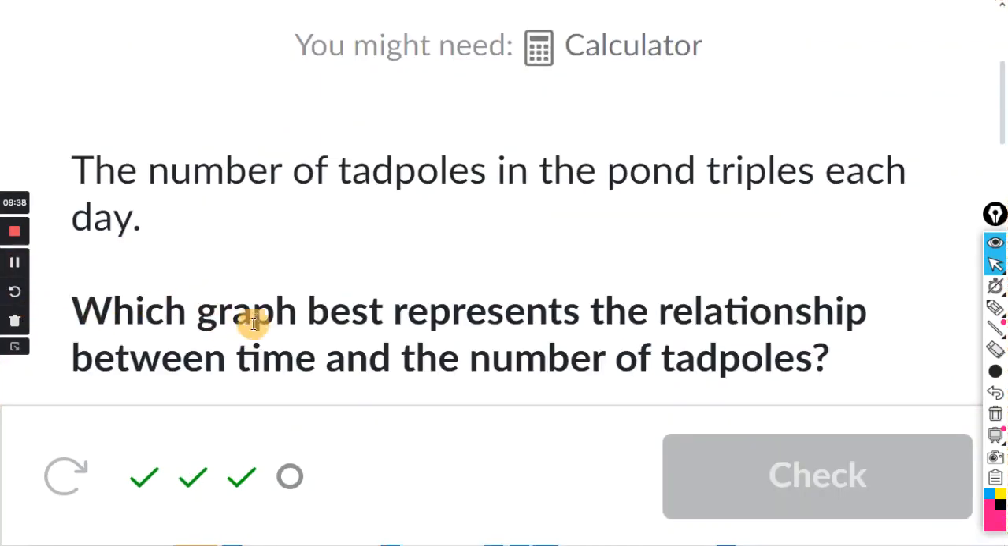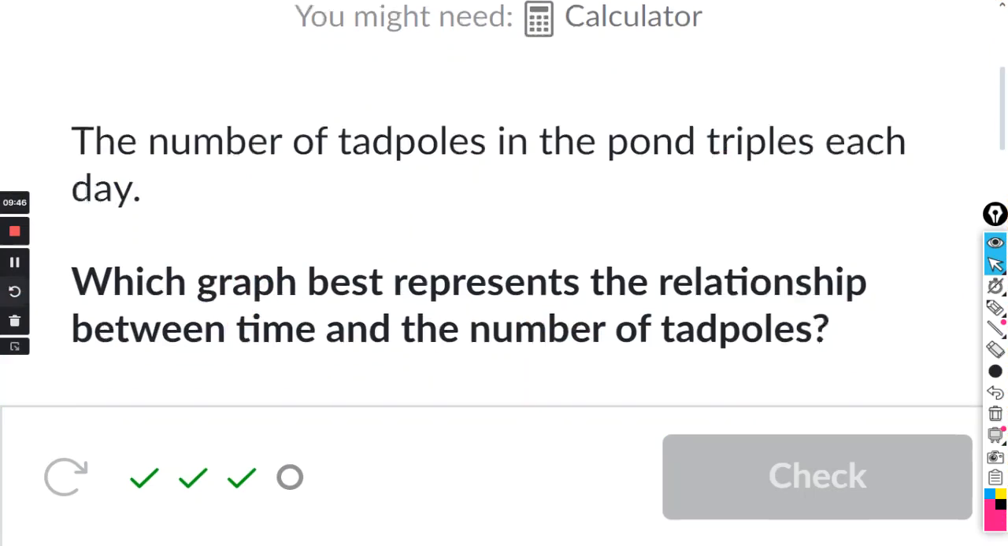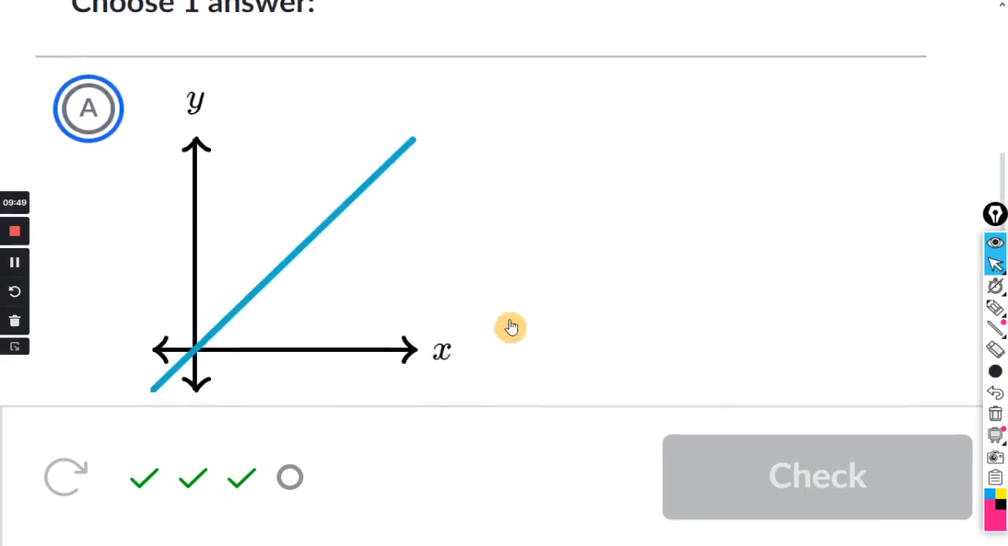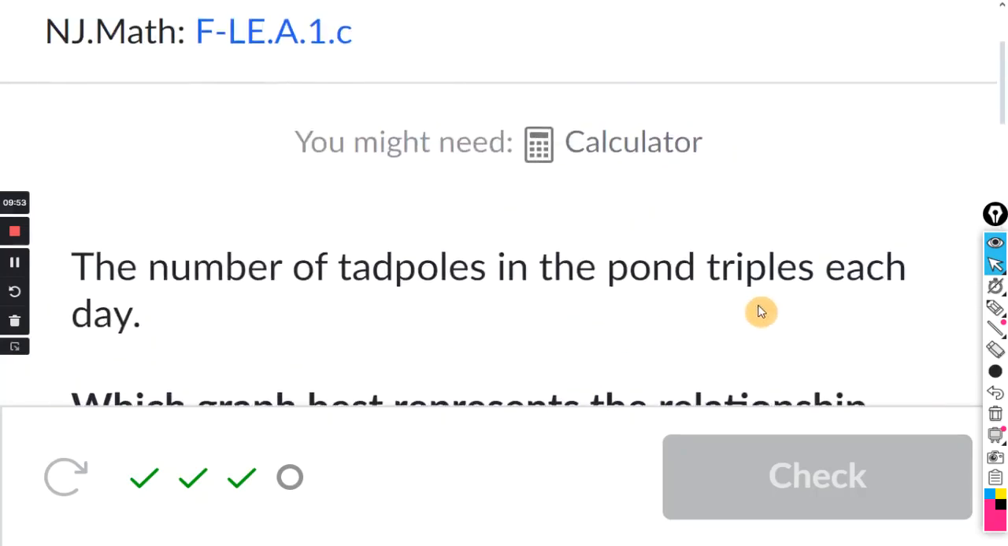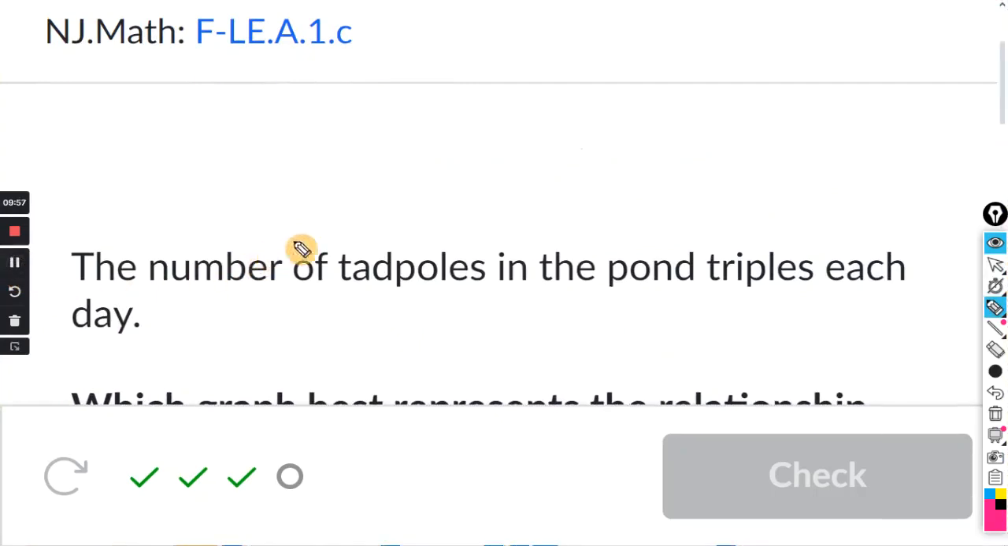Another one. You need to read the write-up. There's no table. The number of tadpoles in the pond triples each day. Which graph represents the relationship? It's either linear or exponential for all of these. Let's say something triples each day. What does that look like? Let's say you started with 1 and then it triples. So you basically are going to do times 3.